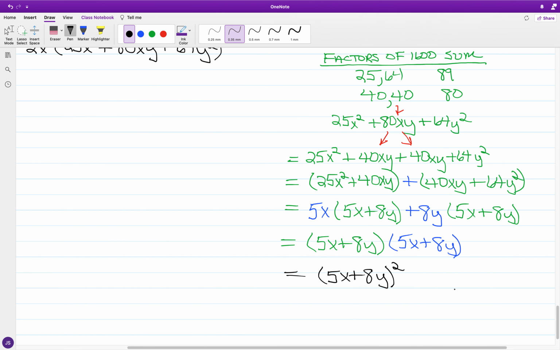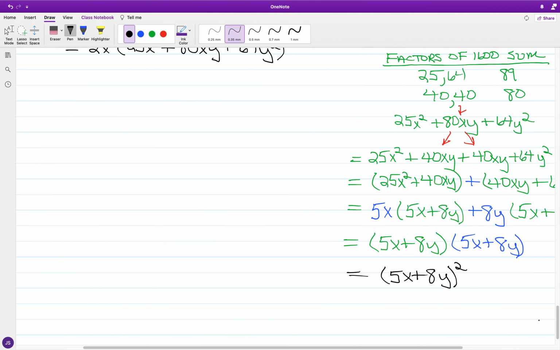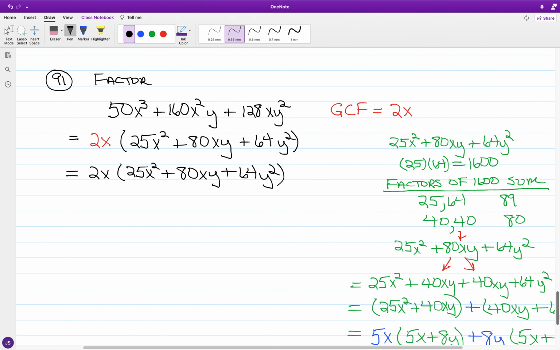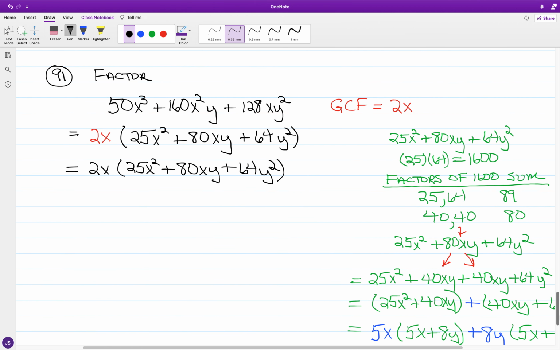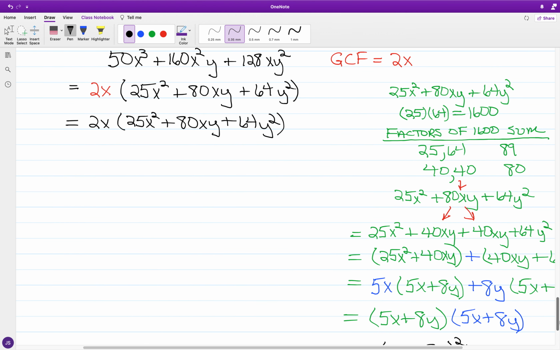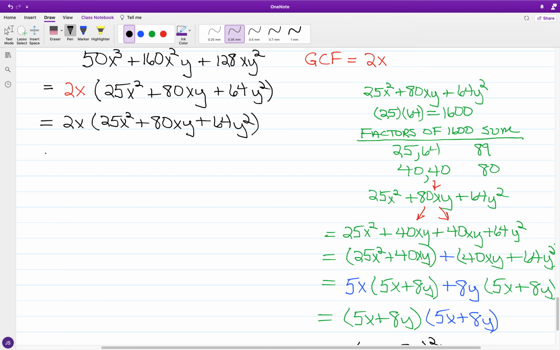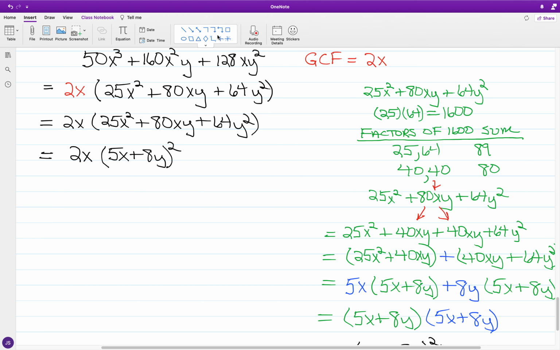So, looking at what we have here, when we dealt with 50x cubed plus 160x squared y plus 128xy squared, again, I took out the greatest common factor, which was 2x. And so for the final result, we have 2x times the quantity of 5x plus 8y raised to the second. So that would be the end result of what we have with number 91.